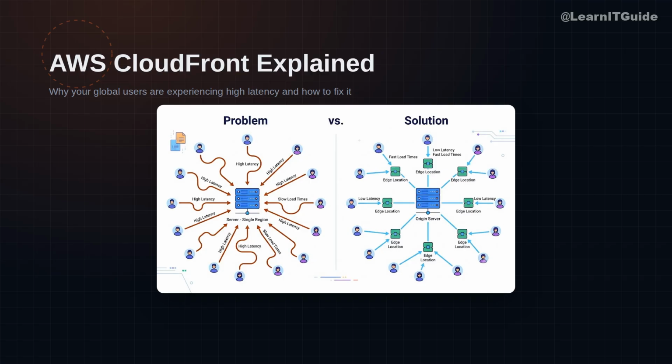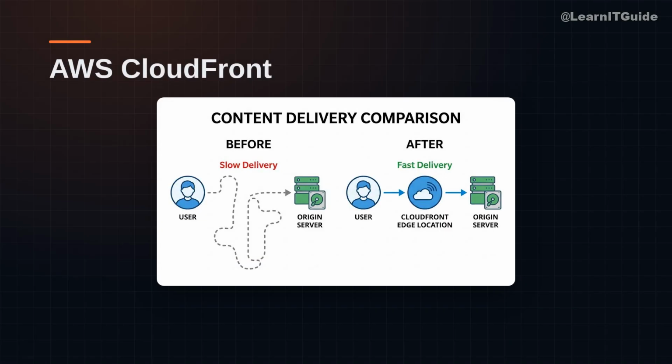But the moment your users spread across the globe, that single region approach leads to massive latency and slow load times. I have seen this take down user retention for growing platforms. By the end of this video, you will know exactly how to use a content delivery network to speed up your application and keep it secure. Let us dive into how you can use AWS CloudFront to transform your application performance.